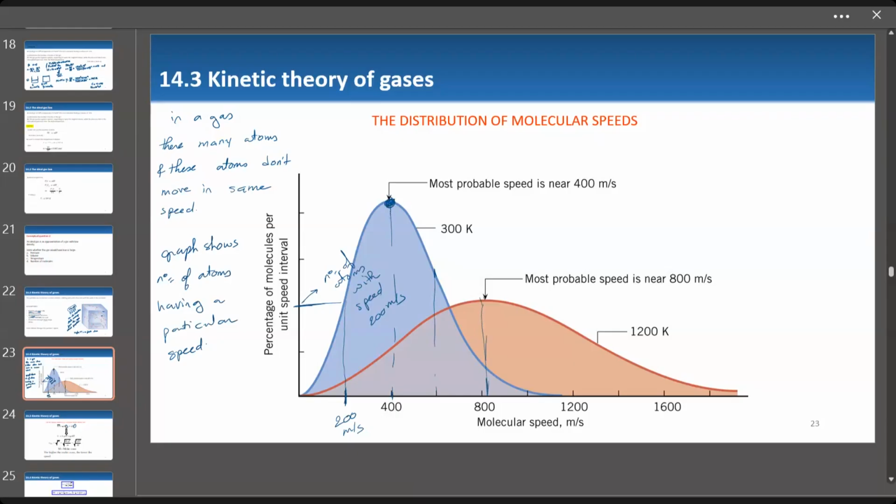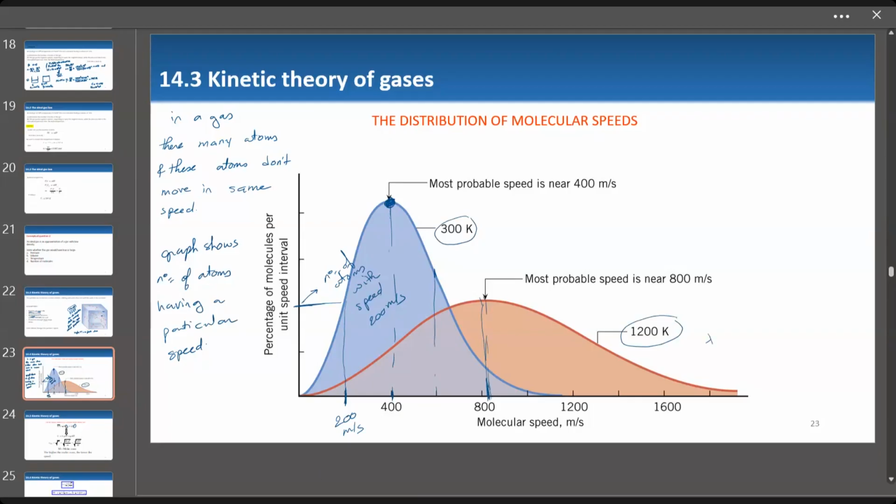So in the blue graph, for example, the most probable speed is where the peak is obtained. This is at 400 meters per second. The red graph has the most probable speed at 800 something. What's the difference between the two graphs, by the way? One graph has a temperature of 300, the other has a temperature of 1200. So what do we notice?